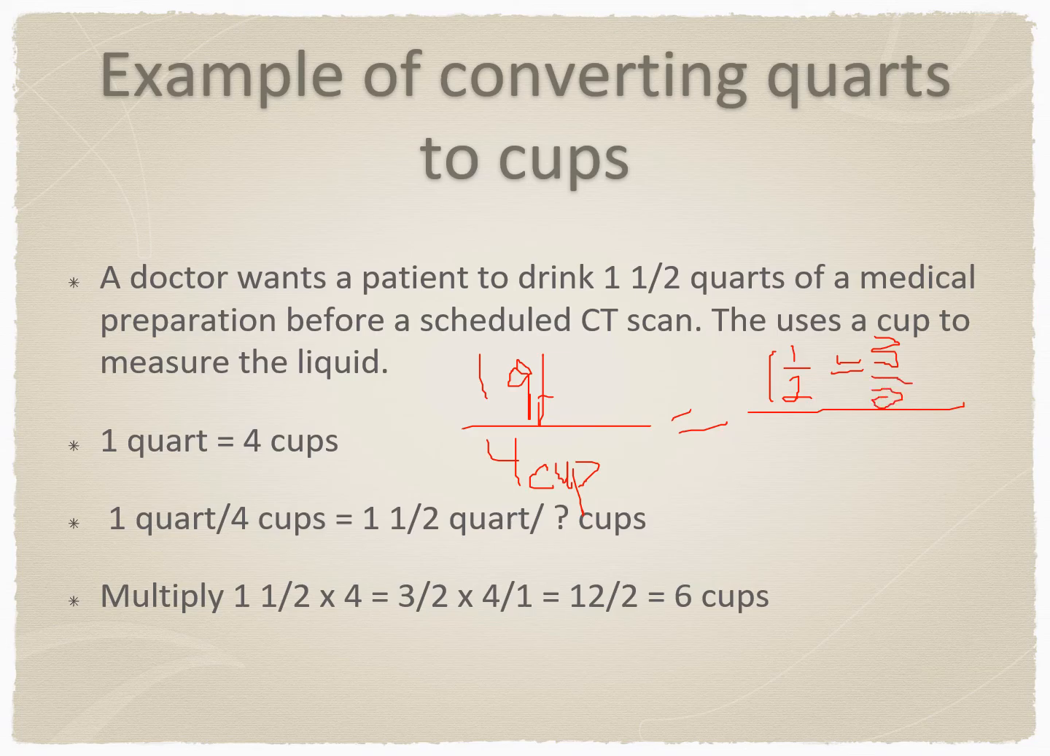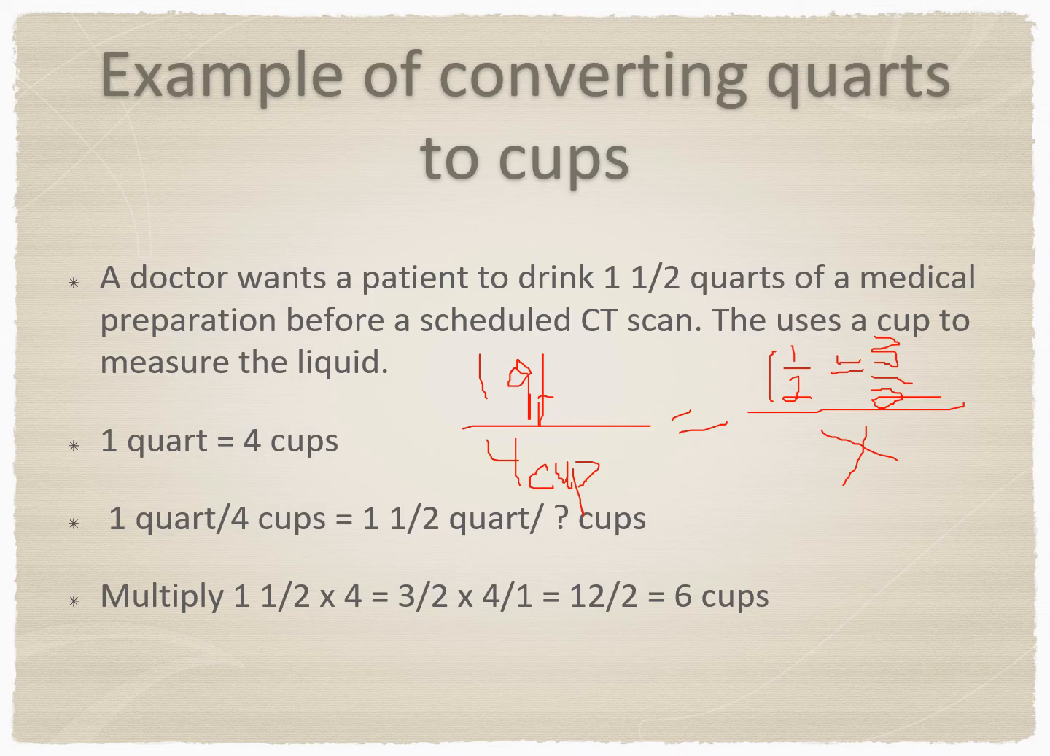Okay, so you're trying to solve for x. Here's your x here. We're trying to figure out how many cups. In this particular problem, we're going to just cross multiply. We're going to multiply 4 cups by the 3 over 2, and then we would divide by 1, because that's our number over here.